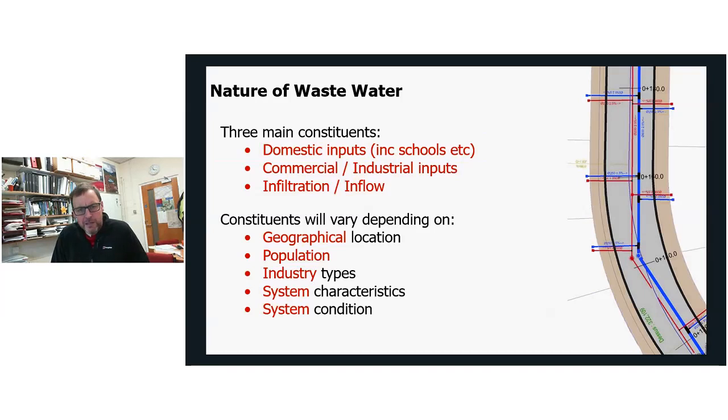So we expect these inputs to vary based on geographical location, population, the industry and commercial types, and that's important both in terms of the quality and quantity of the inflow, and system characteristics and conditions. So obviously a poorly maintained pipe network which is below the water table and which is quite old is much more likely to suffer from infiltration as opposed to a nice new network which is above the water table level. If you take those two extremes, that's where that becomes important.